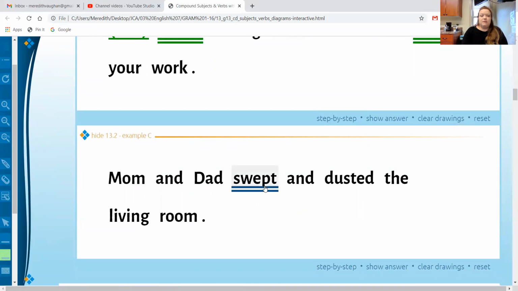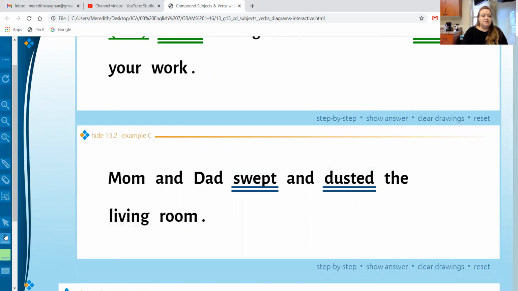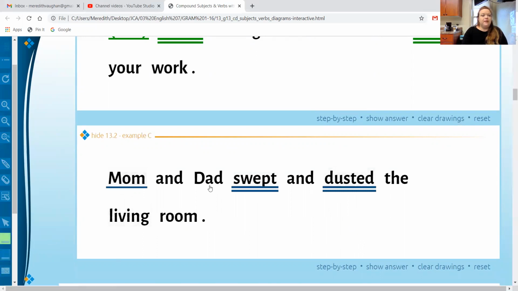Okay, mom and dad swept and dusted the living room. So verbs first. We have our action words swept and dusted. Now, who swept and dusted? Both mom and dad. So in this case, you have a compound subject and a compound verb.